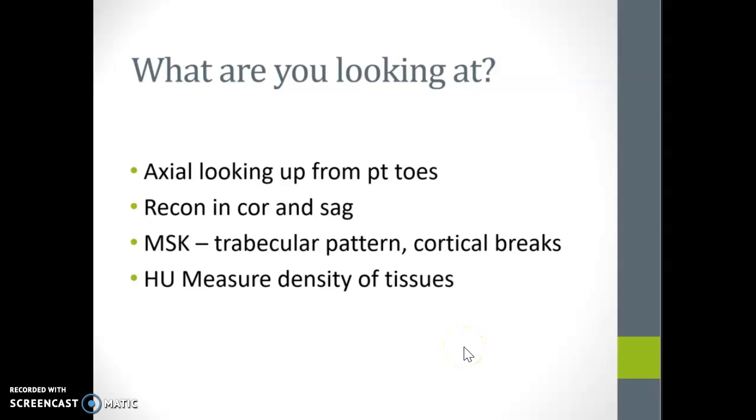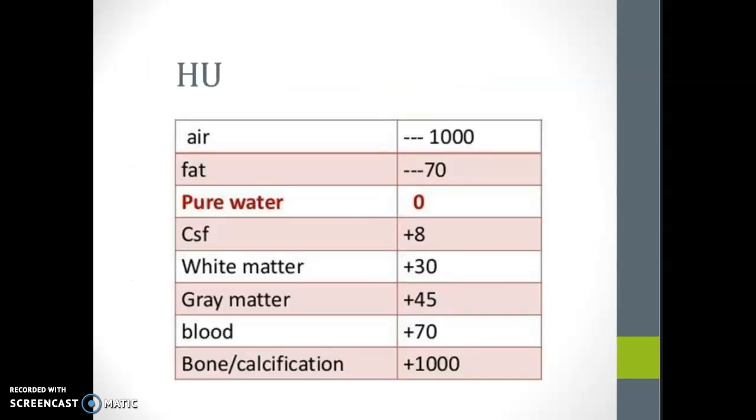Wherever we depict HU, that depicts the Hounsfield scale, which was named after Sir Godfrey Hounsfield and is a quantitative scale for describing radiodensity. So if we look at some of the radiodensity, pure water has a radiodensity of 0, fat minus 70, air minus 1000, CSF plus 800, and so on, and bone and calcification of plus 1000.